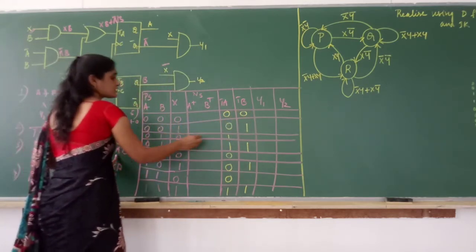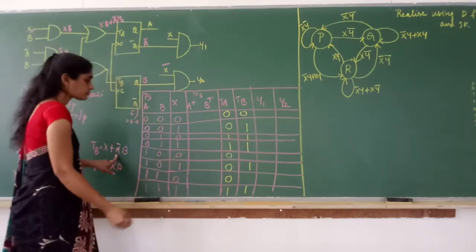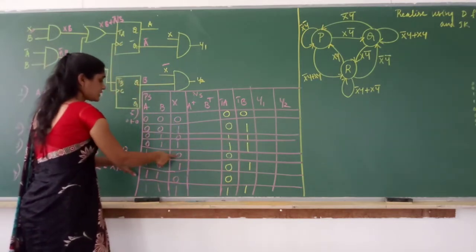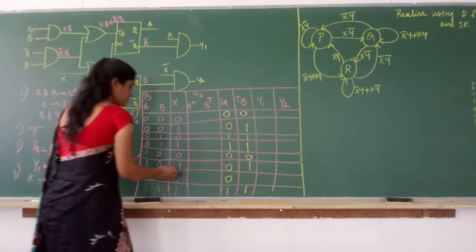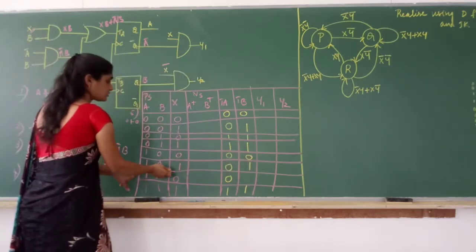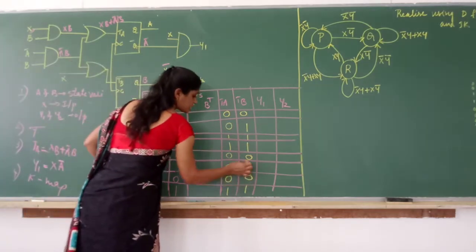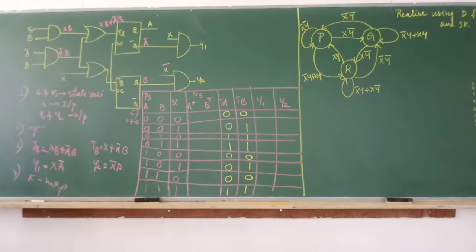X plus A bar B. So here you are going to get it as 1. Then X plus A bar B. A bar 0, 0. So you are going to get it as 0. So now X plus here A bar B. So A bar will be 0. So you are going to get it as 0. So 0, 1, 1, 1, 0, 1, 0, 1. So for the equations, you substitute A, B, C and fill.